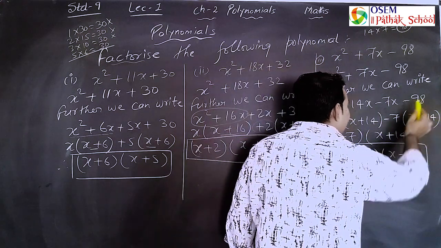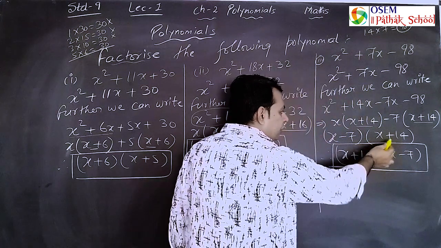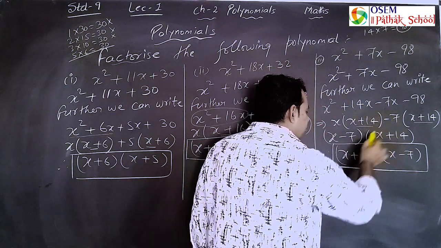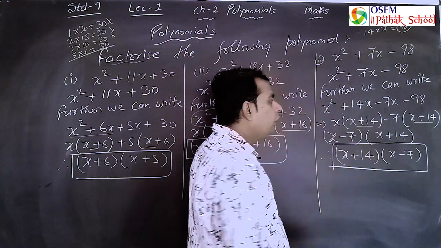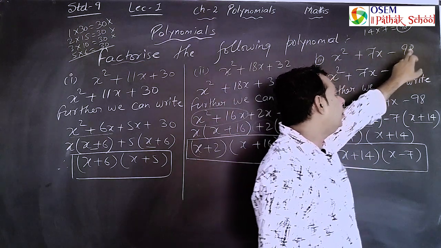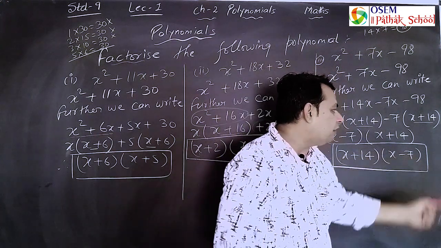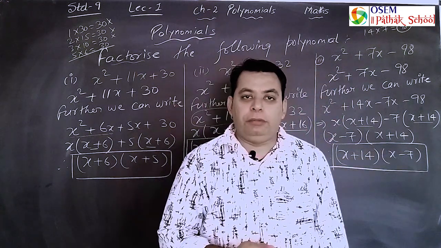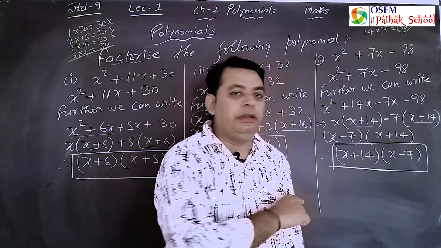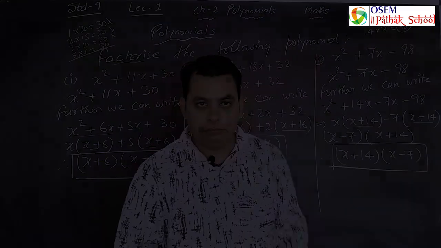7 into 14, 98. So now again we can see x plus 14, x plus 14 I have written down over here, and x minus 7 I have written down over here. So factorizations of x square plus 7x minus 98 will be x plus 14 multiplied with x minus 7. Hope you have understood the topic very clearly. This was completely revision of chapter number 2, polynomials. Thank you.